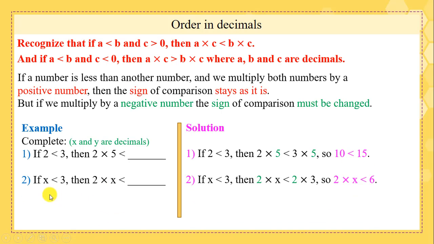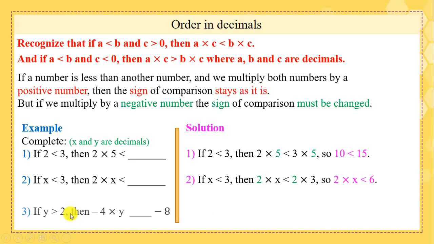Part 2. If x less than 3, then 2 times x less than what? x less than 3, and 2 times x less than 2 times 3. Since we multiplied x by 2, we have to multiply 3 by 2 also, and 2 is a positive number, so we keep the sign of comparison as it is.